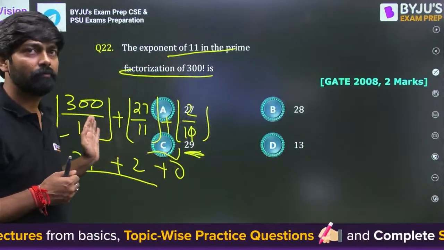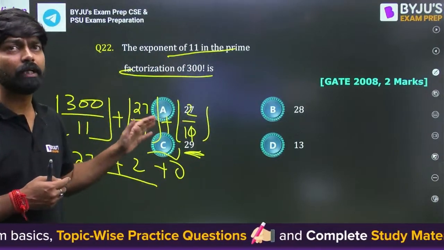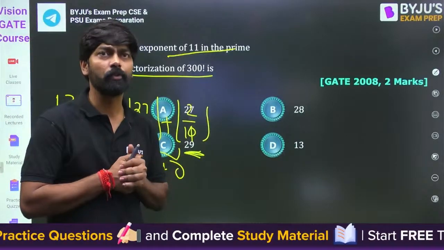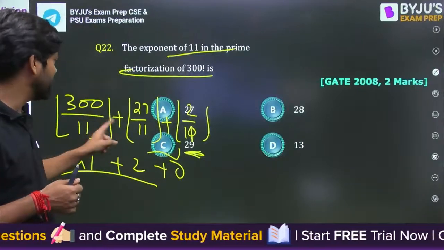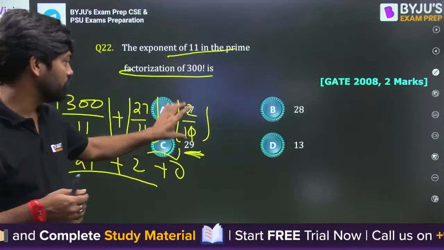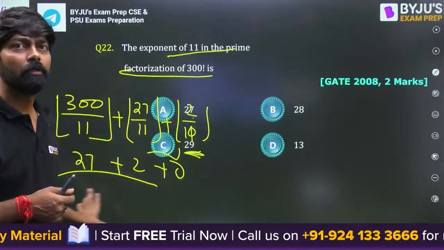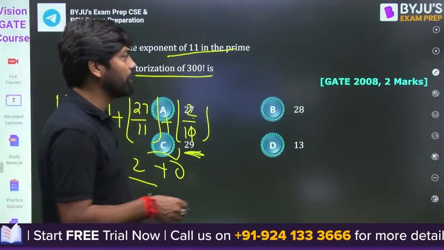So what we need to do, just divide by 11 until it becomes 0. When it becomes 0, stop. Fine. So 300 by 11 plus 27 by 11 plus 2 by 11. So here you can stop, you get 0 here. So it's 27 plus 2. The answer will be 29.